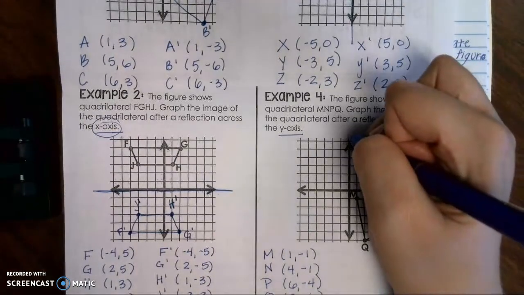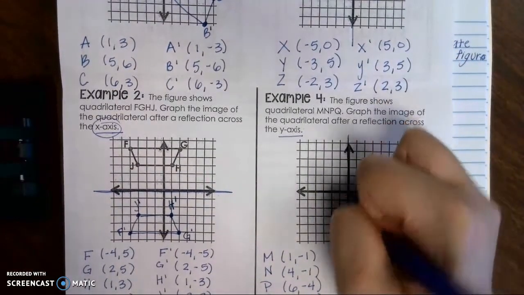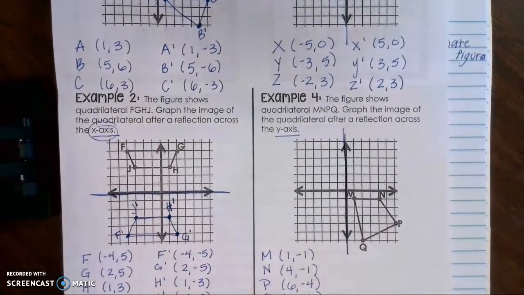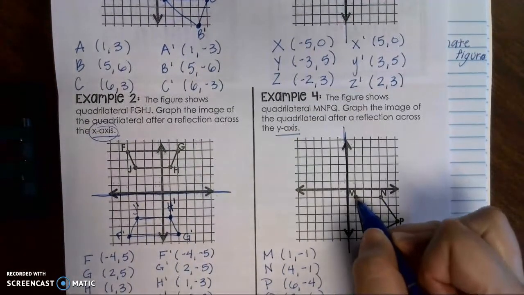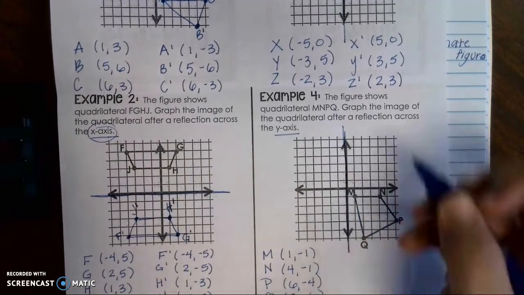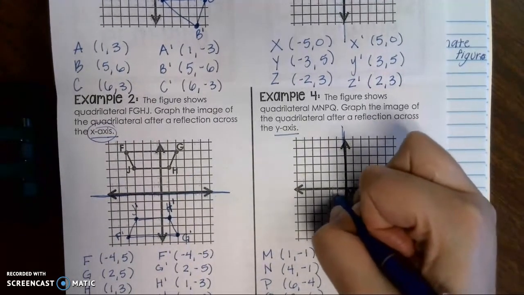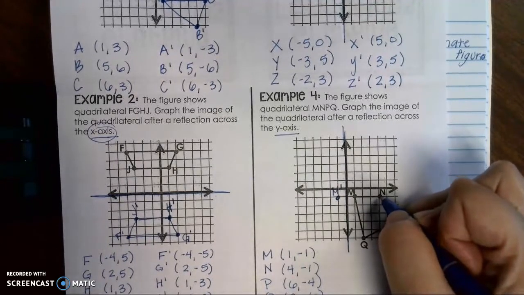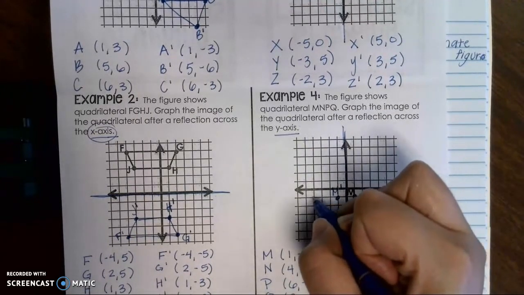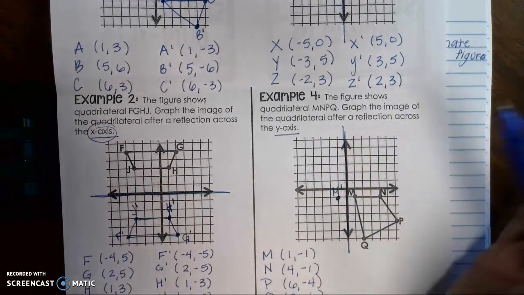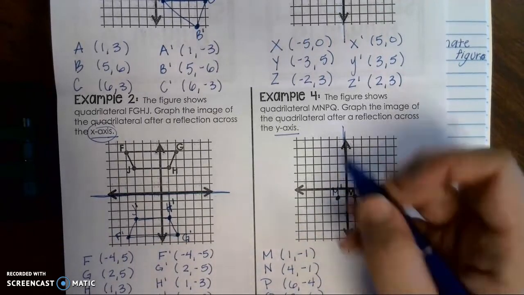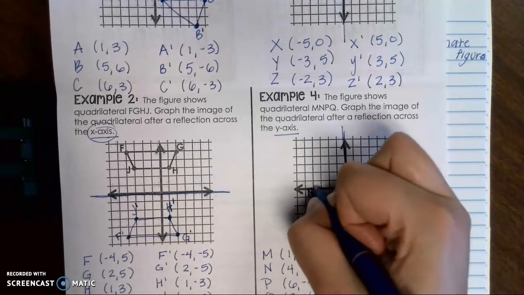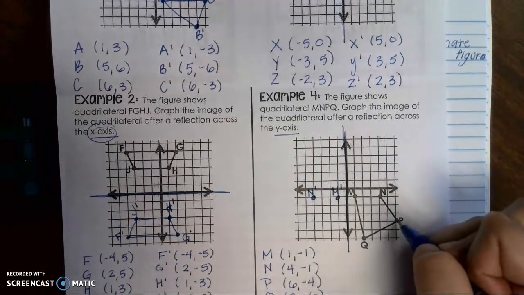Again, we're going across the y-axis. I always like to draw my line just so I don't forget where I'm flipping across. And then I start counting. M is 1 unit away, so it has to go 1 the other way, and it becomes M prime. N is 4 units away, so it has to be 4 the other way. Oops, I counted wrong. 1, 2, 3, 4. Precision is so important when you're doing these.